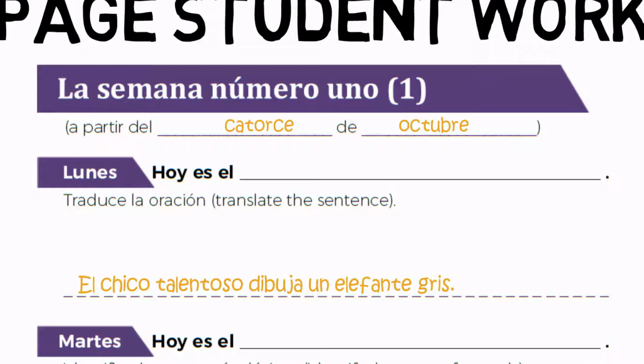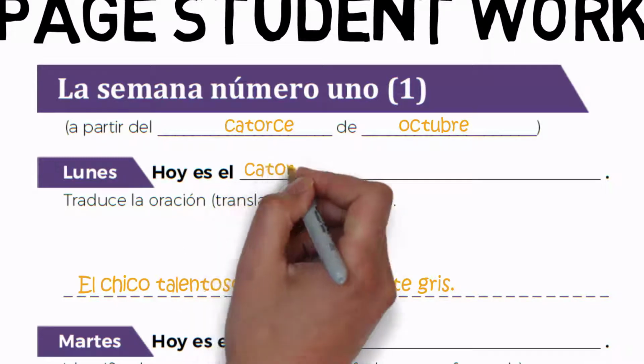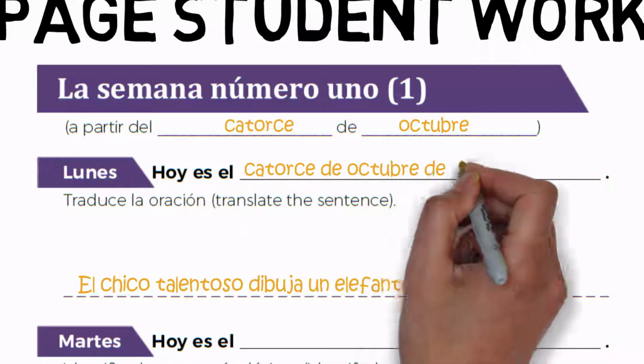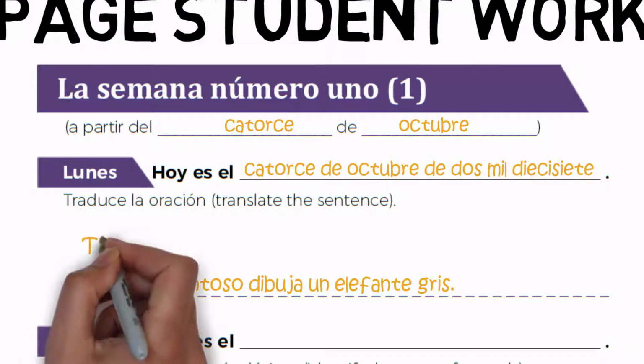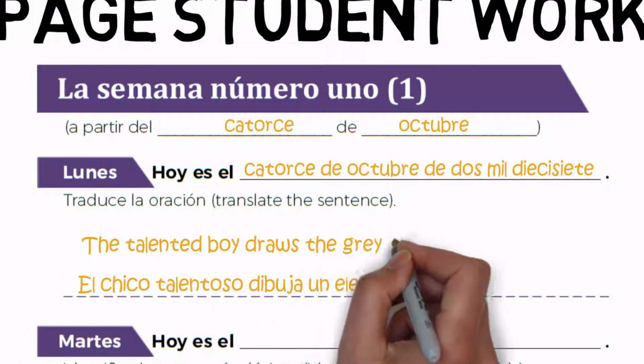After writing the Spanish sentence, students will begin Monday's bell ringer activity. Every day, students must write the date on the given line, and then on Mondays, students will translate the sentence. As I'm hopeful, students end up with, the talented boy draws the gray elephant.